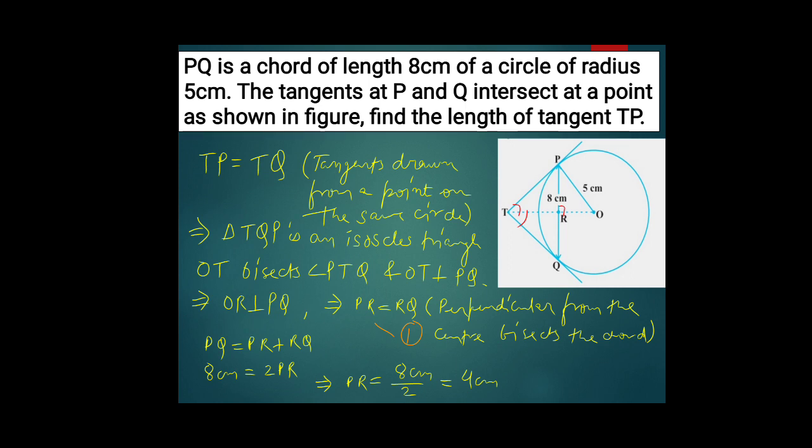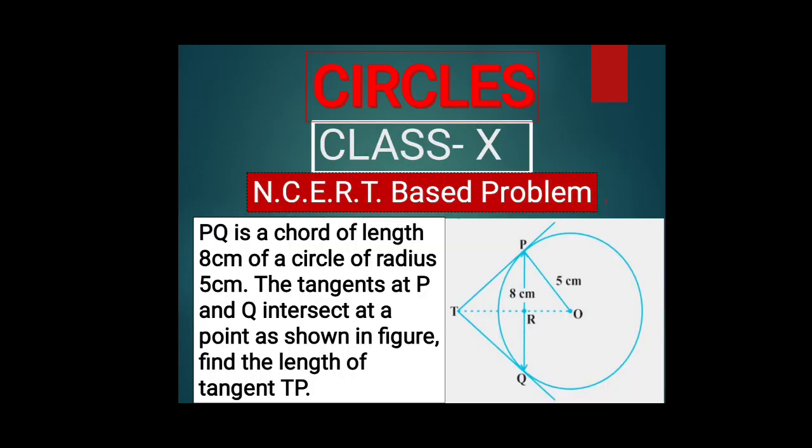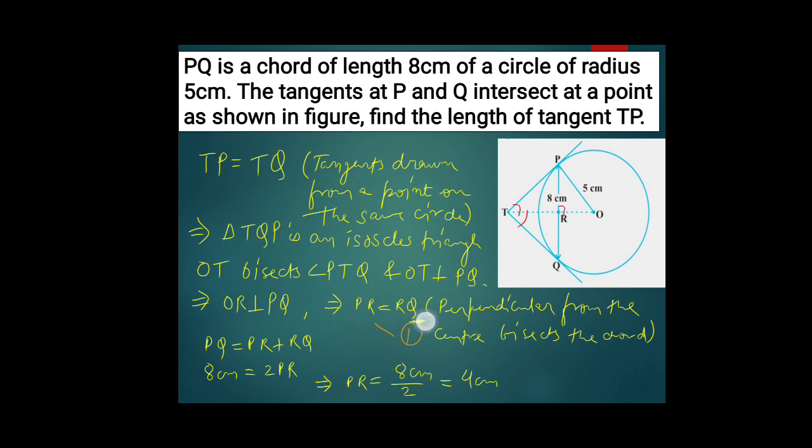Now, since this line is perpendicular to it, this part OR is also perpendicular to PQ. So I have another property, that the perpendicular from the center bisects the chord. So PR will be equal to RQ. Understood? Now I can write PQ as PR plus QR. PQ is 8 centimeter and I can write RQ plus PR as 2 times PR, because I have already shown them equal over here, right? So PR will be 4 centimeter. I hope this is clear.